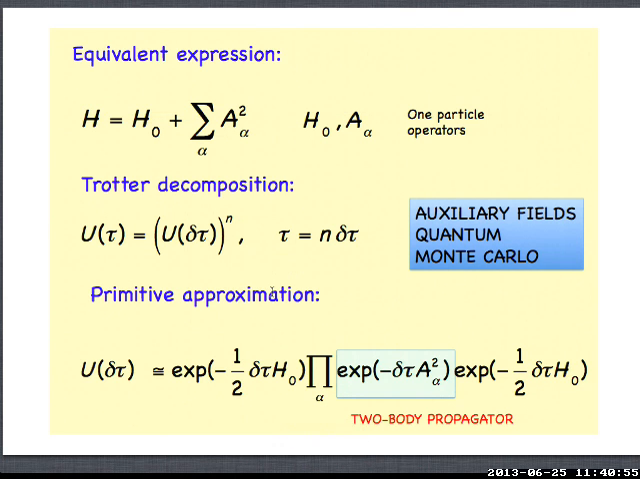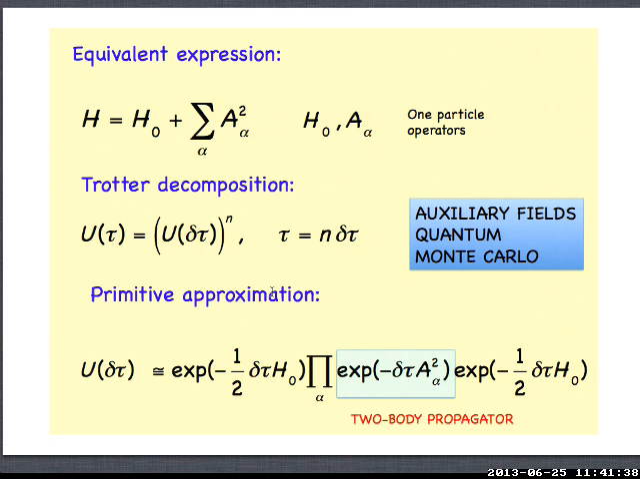Starting from this formalism, there are a bit of passages one has to do. The first point is writing the Hamiltonian, that can be shown to be always possible, as a sum of a one-body term and the sum of squares of one-body operators. The interaction appears in the fact that they are squared. Then the typical Trotter decomposition, making small time steps, playing an important role, and the primitive approximation that breaks the exponential into several parts, depending on how we have written the Hamiltonian operator.